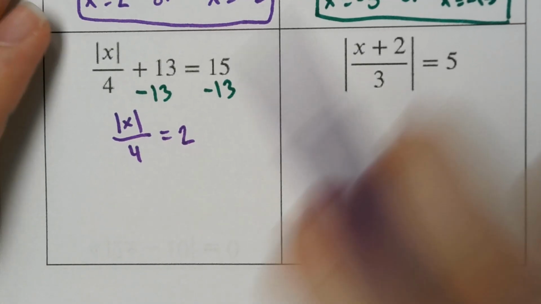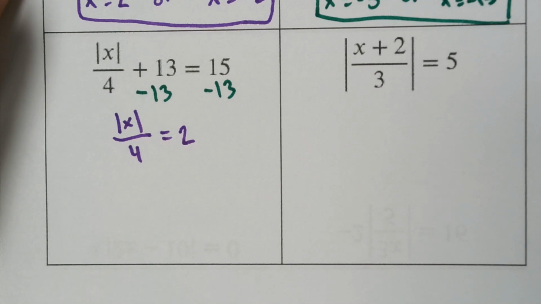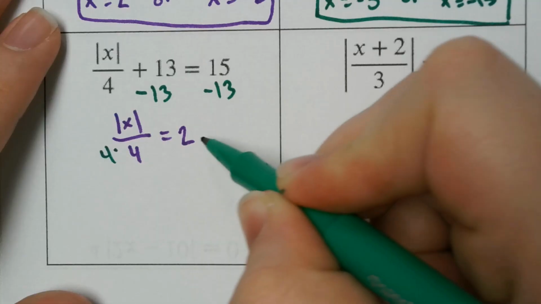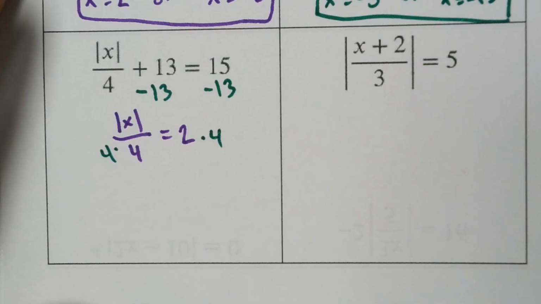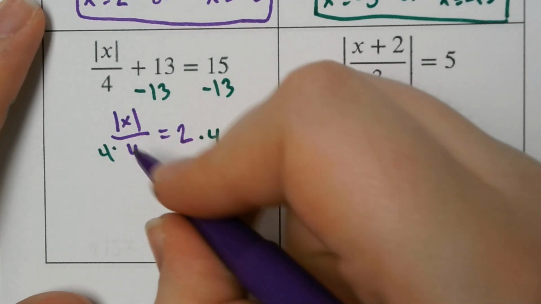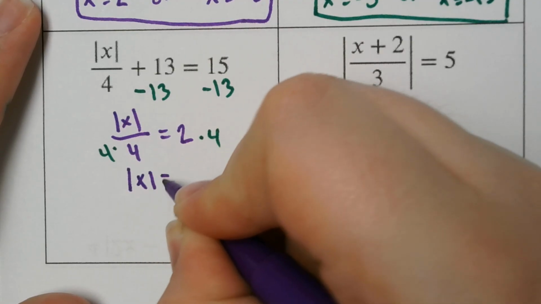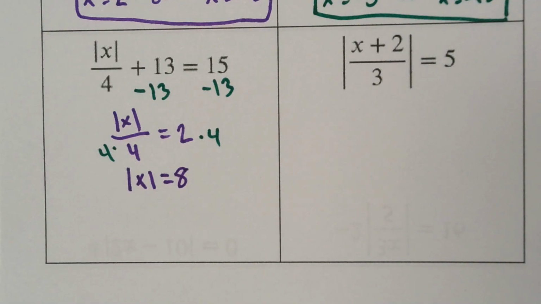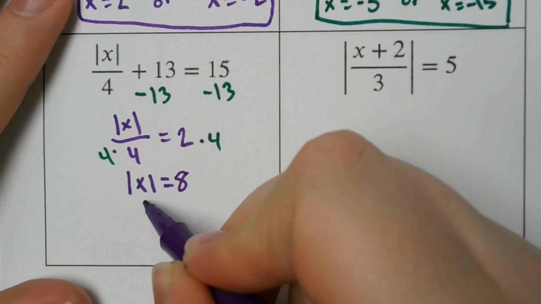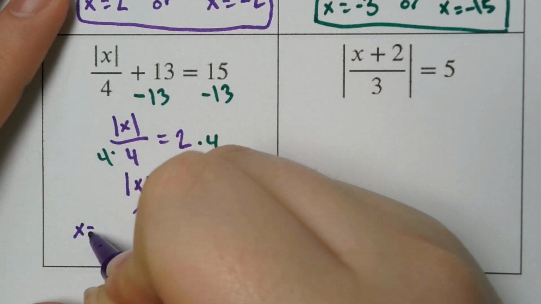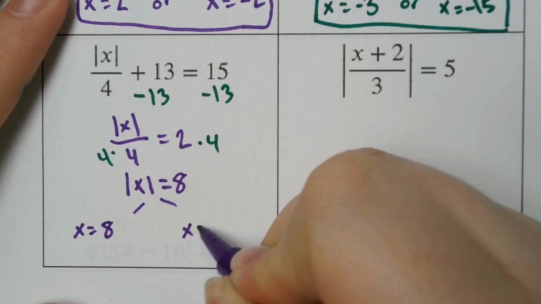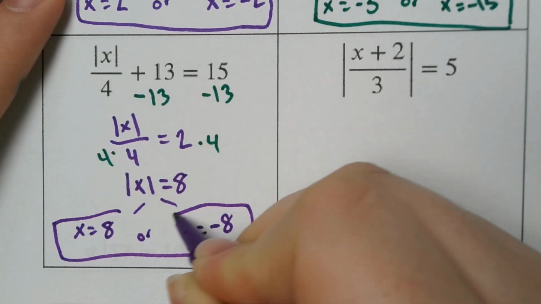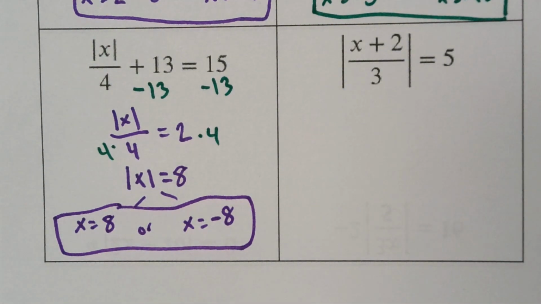Okay, we still have to get rid of that 4 because it's not inside of our absolute value. How do we get rid of a divided by 4? Good. Multiply it by 4. So we get the absolute value of x equals, what's 2 times 4? 8. So since it's positive 8, we split into two equations. We get x equals positive 8 and x equals negative 8. And we don't have to do anything because our variable is already isolated.